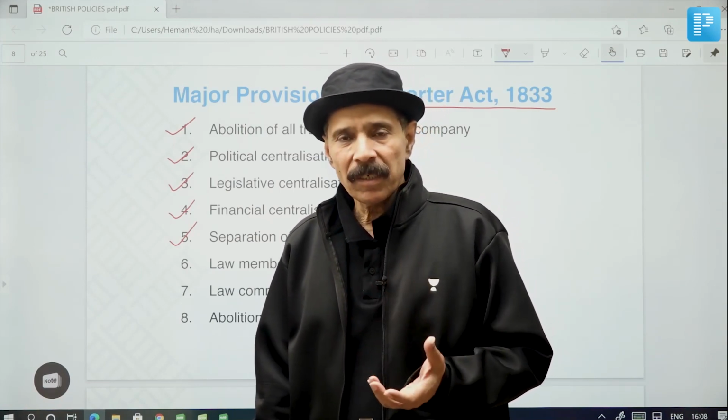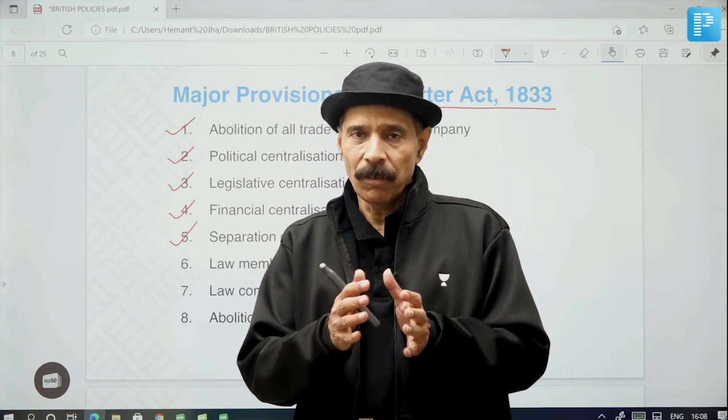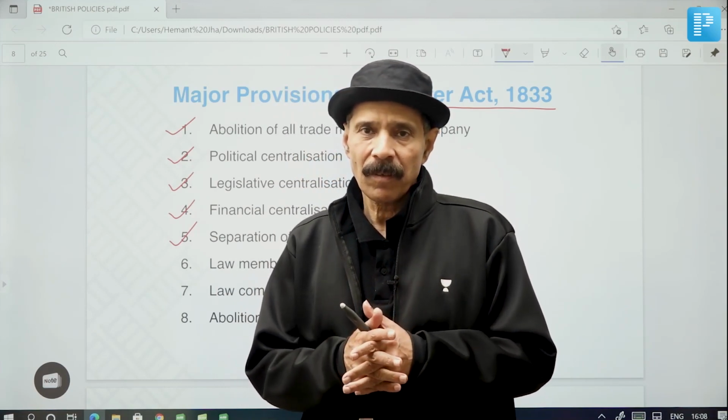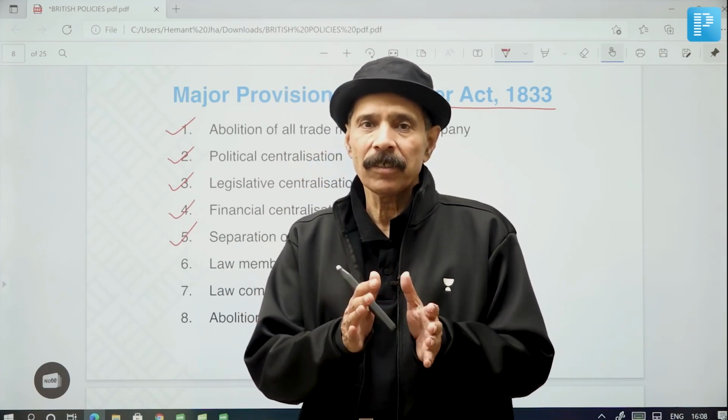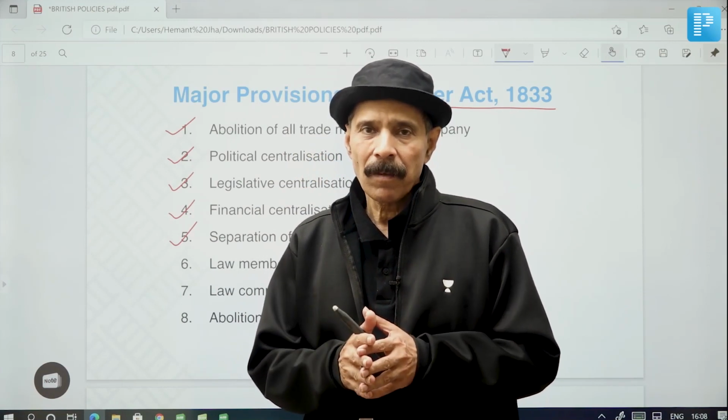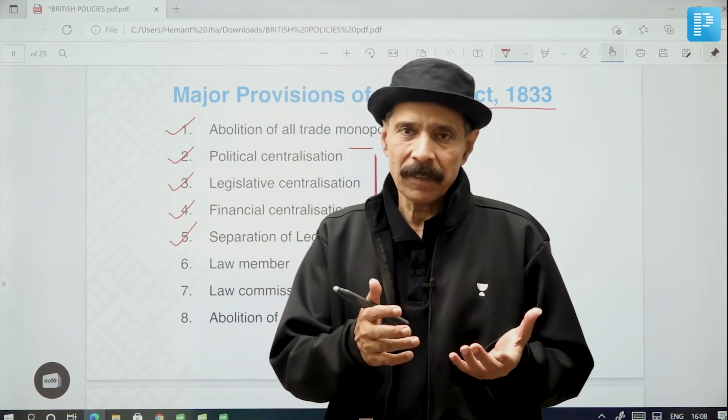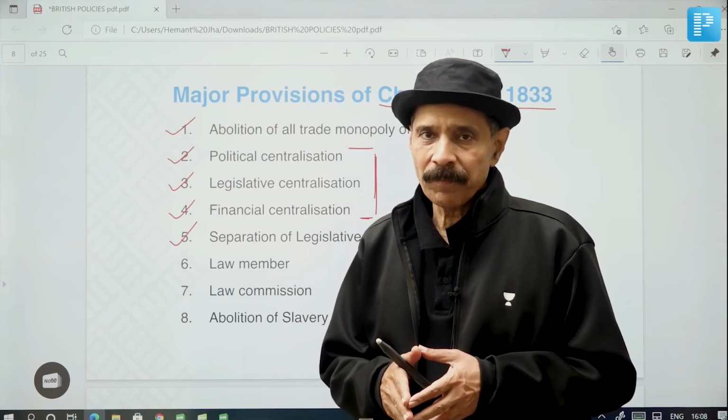This simply means the Council of the Governor General of India was to function separately for executive affairs and for legislative affairs.